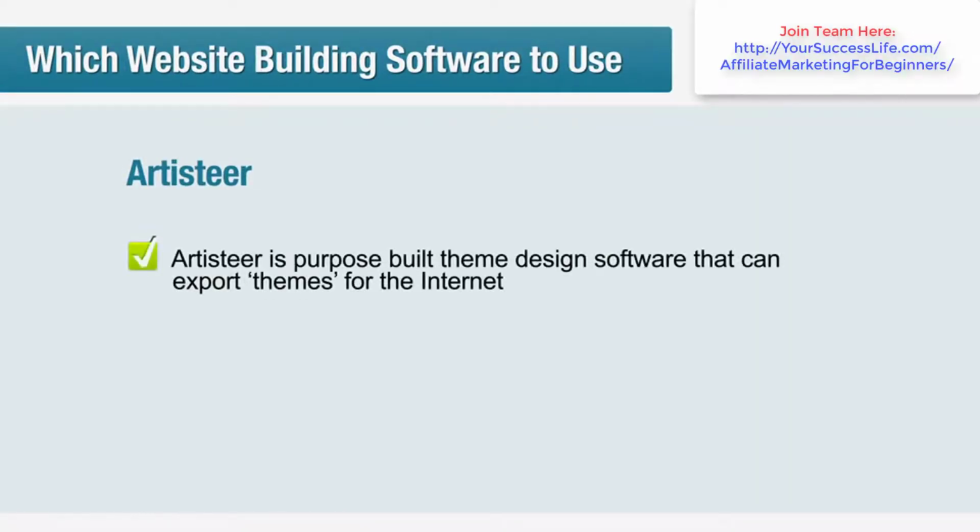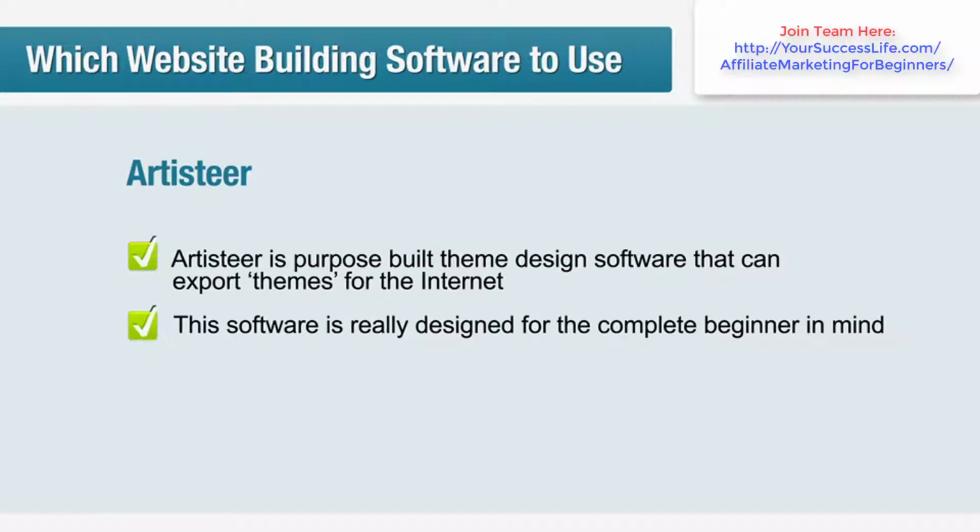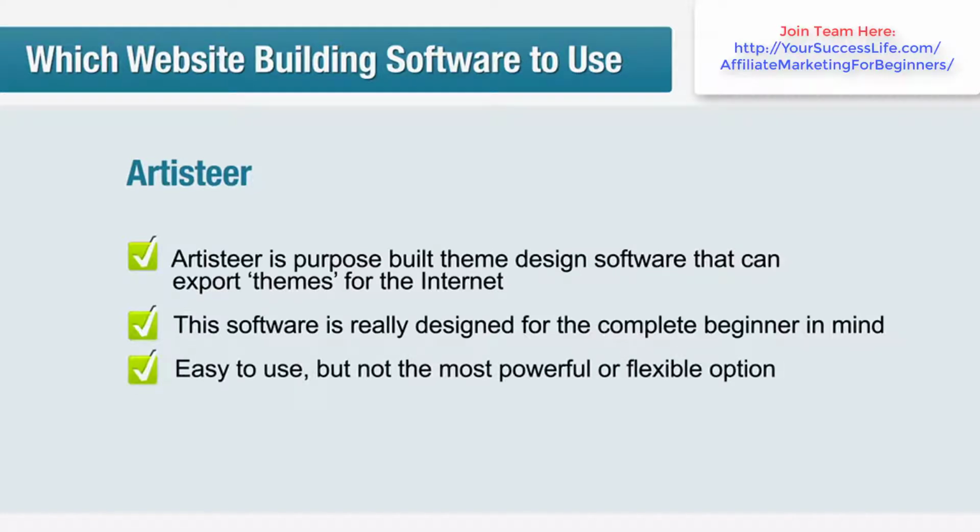Artisteer is purpose-built theme design software that can export themes for WordPress, Joomla, Drupal, as well as HTML templates for programs like Dreamweaver, and web development templates for ASP.NET and CodeCharge. Don't worry if you don't know what these are. This software is really designed with the complete beginner in mind, utilising the same ribbon interface as Office 2007, meaning everything you need is right there in front of you. For someone with little coding or design experience, it's an easy way to get going and quite flexible. And if you're an advanced user, you won't likely be wanting to use this anyway.